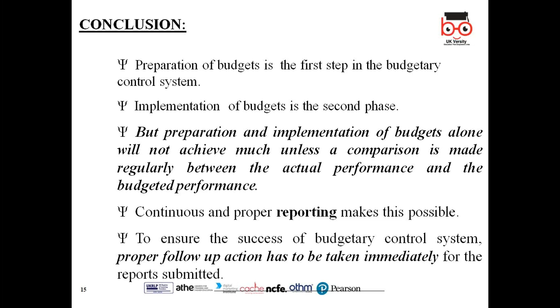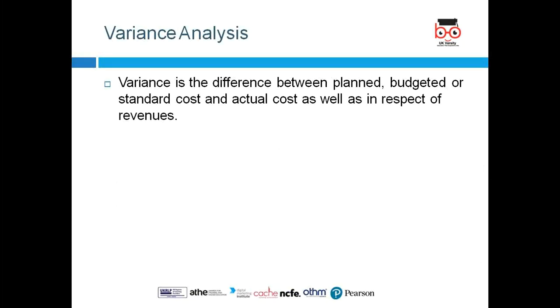Preparation of the budget is the first step in a budgetary control system. Implementation of the budget is the second thing. Then the preparation and implementation of the budget will not be achieved unless regular comparison is made between actual performance and budgeted performance. The difference will be variance. A continuous and proper reporting system we need to have in place. Success of budgetary control needs proper follow-up action. Why did you spend more? Why do you need money?